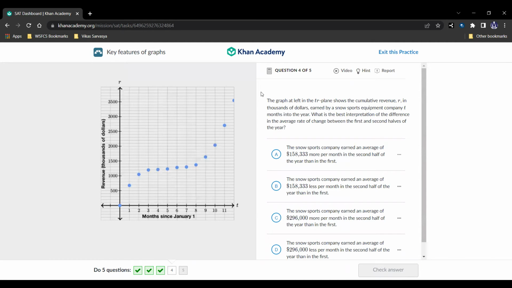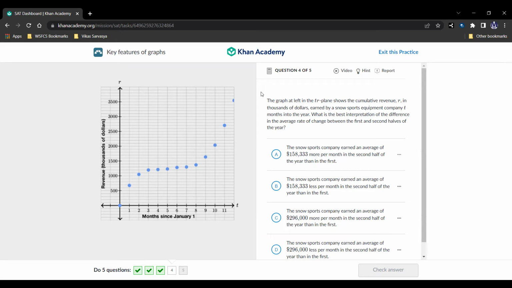All right. Here we're given a scatter plot of the revenue in thousands of dollars versus months since January 1st. And we're told that the graph at left in the TR plane shows the cumulative revenue R in thousands of dollars earned by a snow sports equipment company T months into the year. What is the best interpretation of the difference in the average rate of change between the first and second halves of the year? Well, let's see.